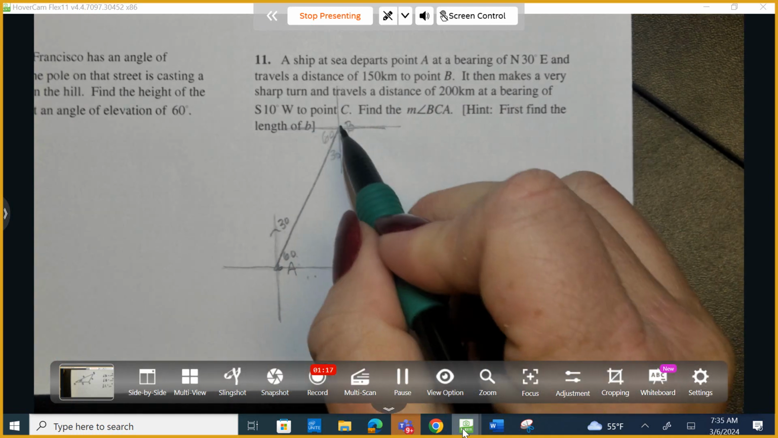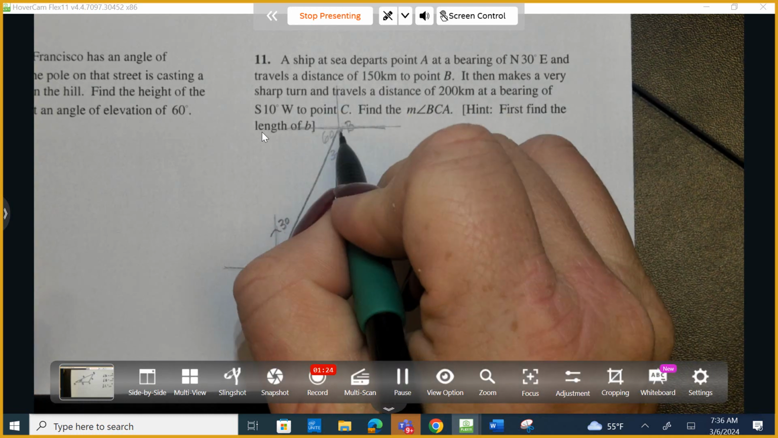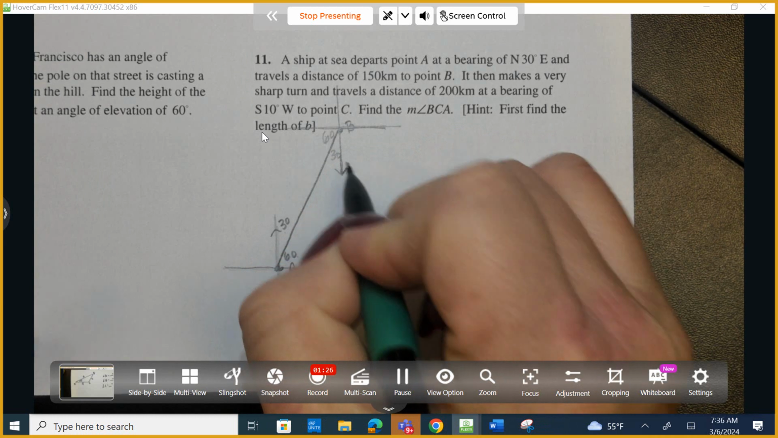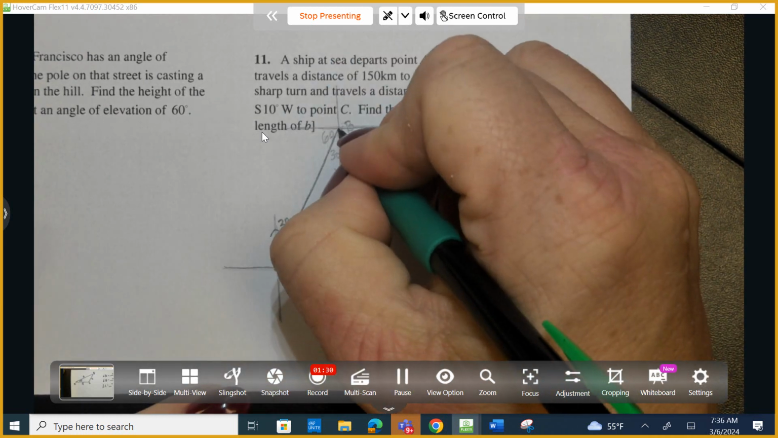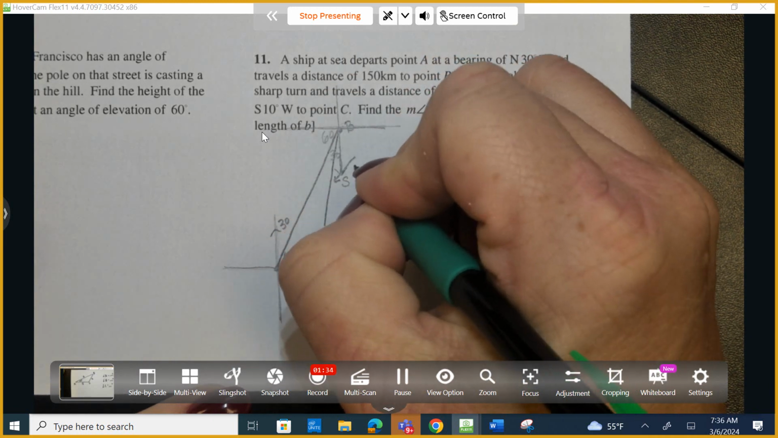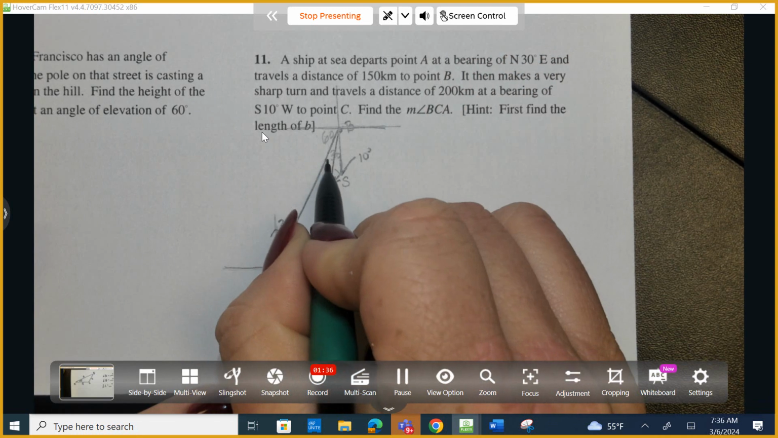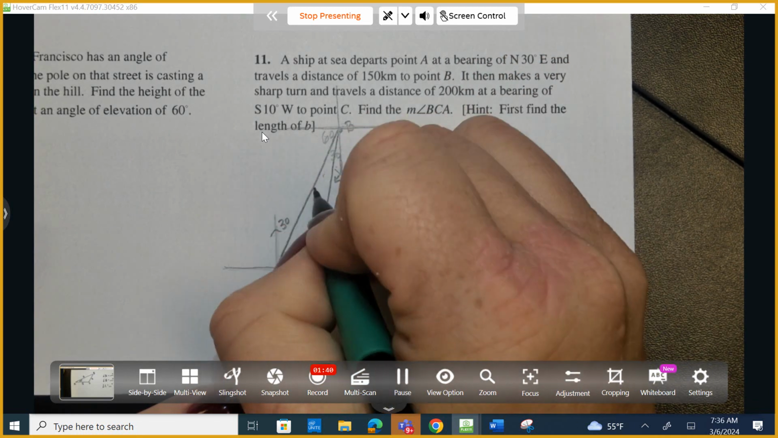Now from here, it says I'm going to go 10 degrees west of south. You always go north to south first. So I'm going to go south first, and then I'm going to swing to the west 10 degrees. So that angle right there is 10 degrees. Well, if this entire thing was 30 and this is 10, what does it make this angle? It makes it 20.